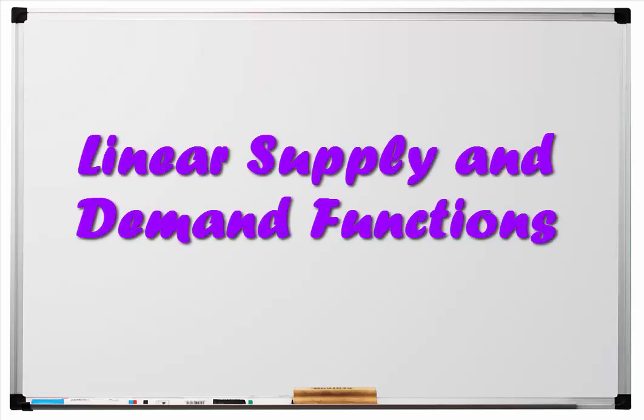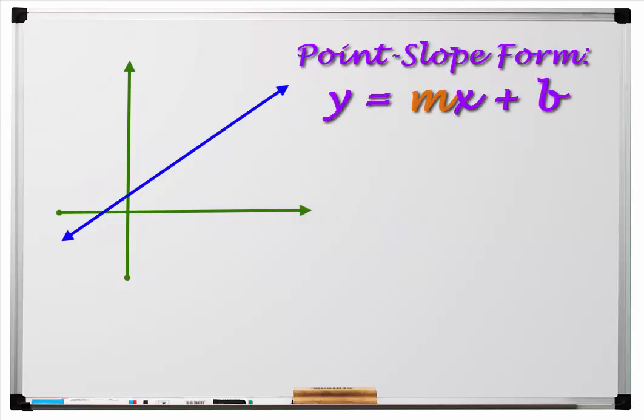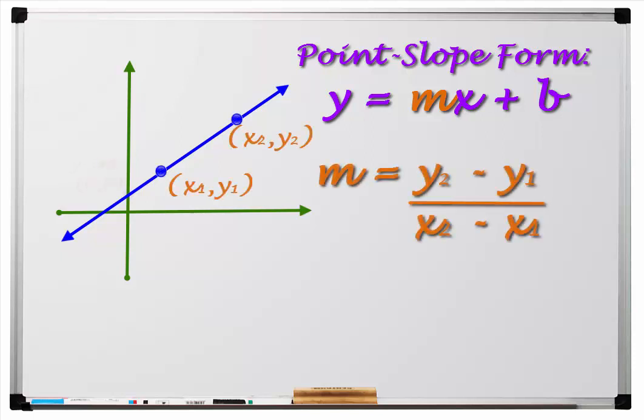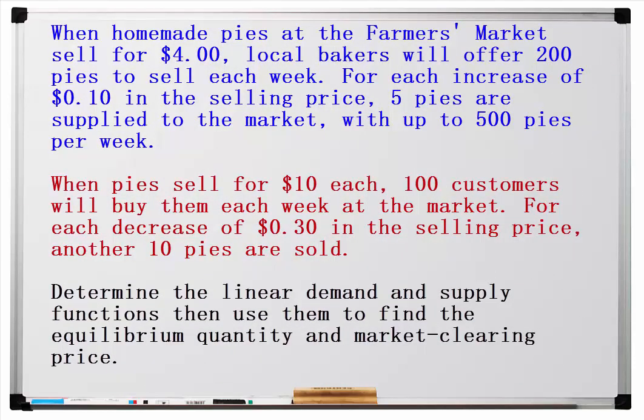The simplest relationship we can define between two variables is a linear one. The graph of a linear equation is a straight line and is characterized by the equation y equals mx plus b, the point-slope formula, where m and b are constants representing the slope and y-intercept respectively. In the following example, we will derive the linear supply and demand functions, then use them to determine the equilibrium quantity and market clearing price.